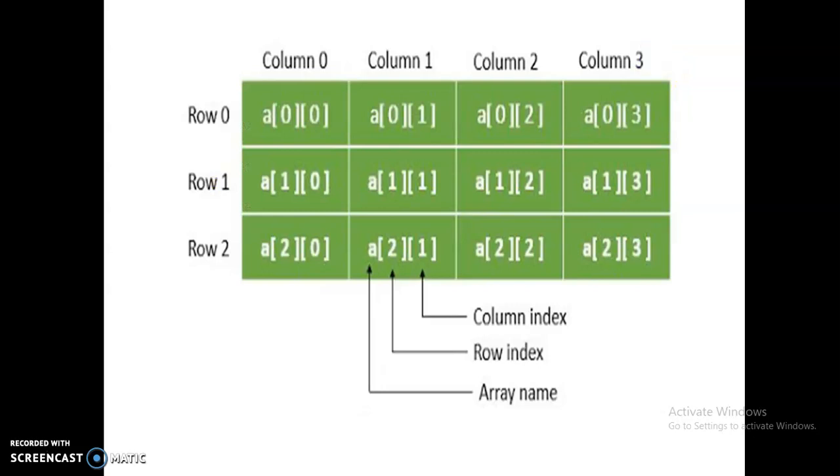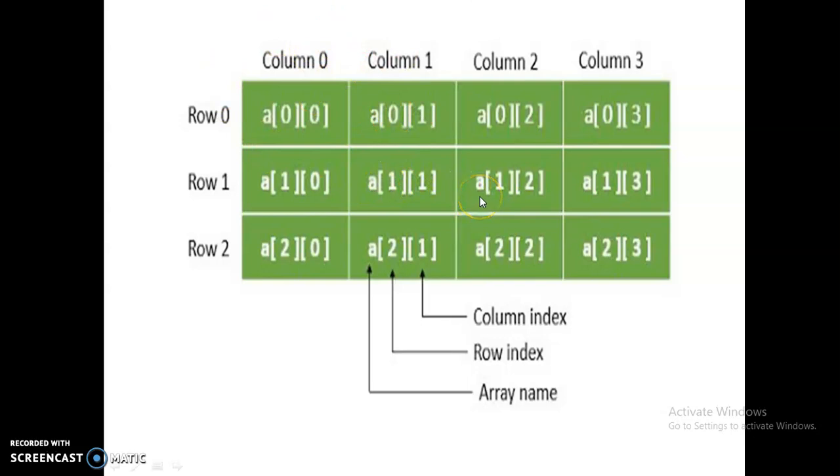So this is a pictorial representation of the two-dimensional array. This is the table format. This is the row. This is the column. This one is the array name. This one is the row size. This one is the column size here. So column index here, row index here. In general format only, we mention the row size and column size. This is each particular element.